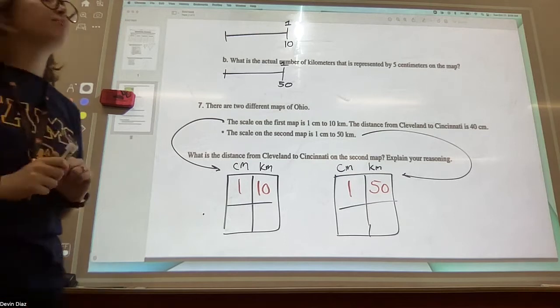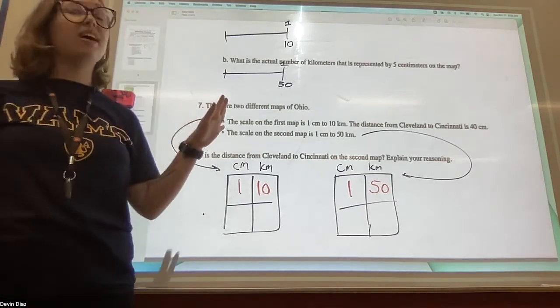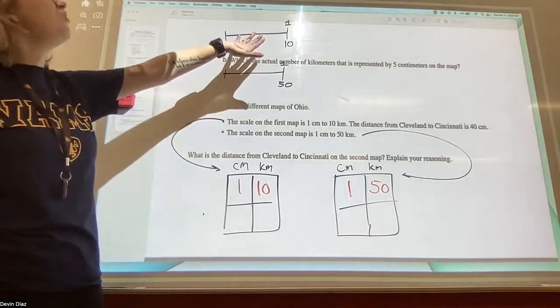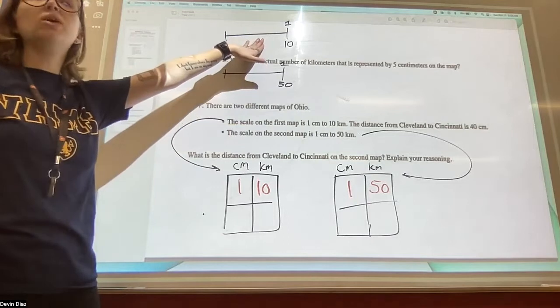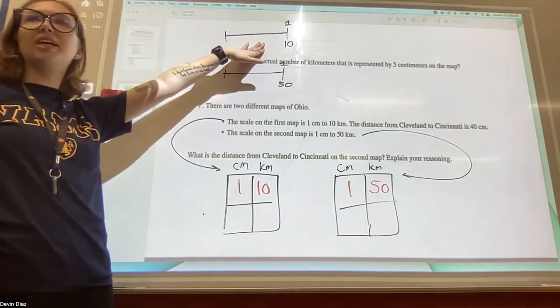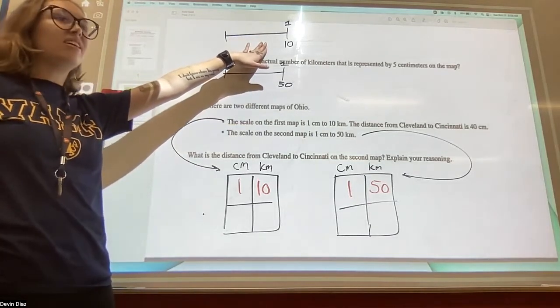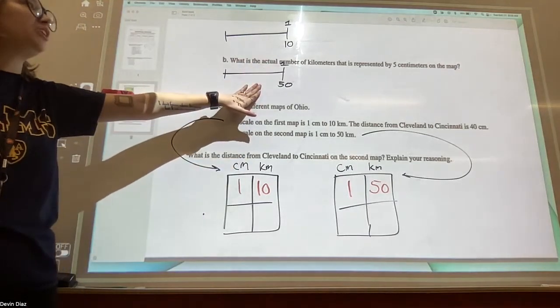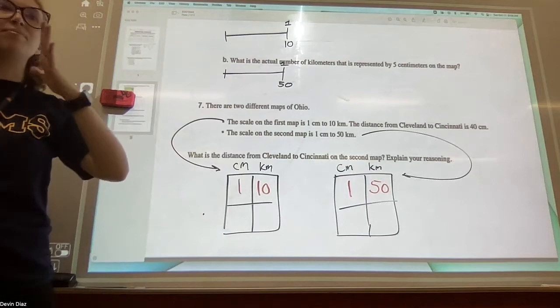Let's say your parents are gonna give you $100. I know, right? Let's say your parents are gonna give you $100. On your fingers, how many of those would I need to equal 100? I would need 10. On your fingers, how many of these would I need to equal 100? 2. So which one's actually taking up more room?